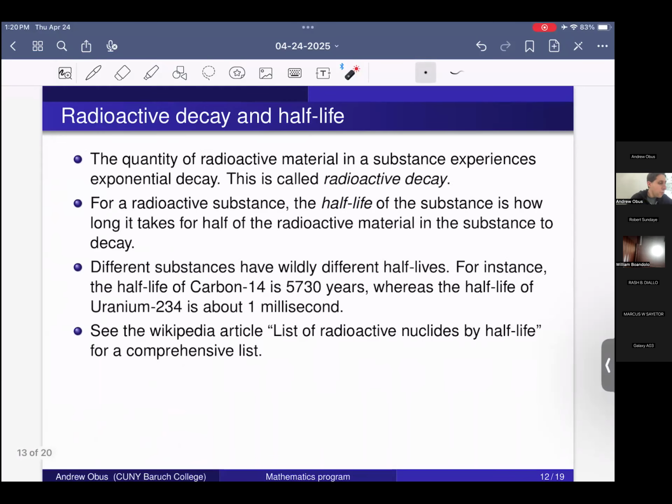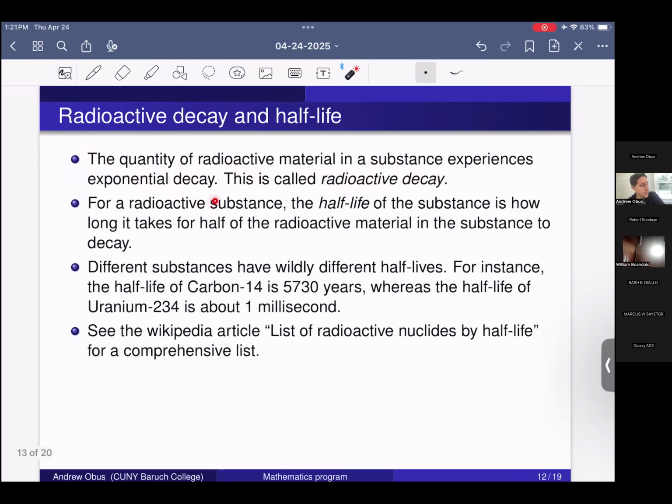Radioactive decay and half-life. In general, if you have a radioactive substance, then the quantity of the radioactive material in a substance always experiences exponential decay. This is called radioactive decay in physics. And a radioactive substance comes with something called a half-life. The half-life of the substance is how long it takes for half of the radioactive material in the substance to decay, to get rid of its radiation.